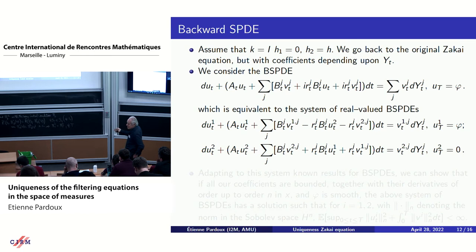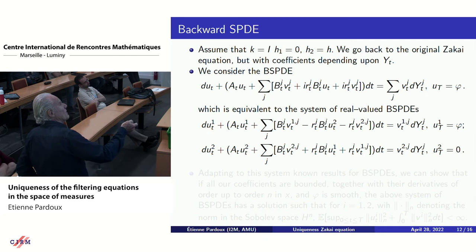Okay, so you remember I had my backward PDE, which was written some time ago on a previous slide, and now I introduce the backward SPDE, which will be a complex valued backward SPDE, of this form. So dut plus atut plus the sum of those terms, all that dt, equals the sum of vjt dyjt. And I fix the final condition, which is the smooth function phi.